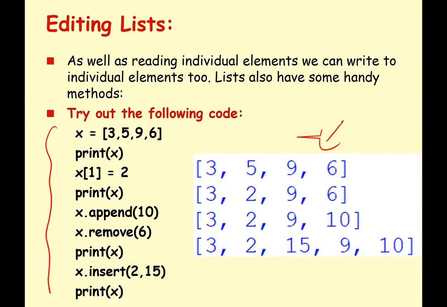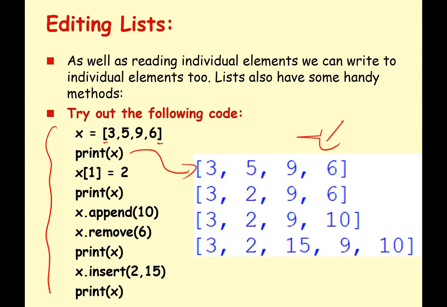So x equals 3596. So again, I've created my list. Got the square brackets there. Print x. Well, that's just going to print out the first line here. And again, 3596 prints it all out like that. Then I'm saying x1 equals 2. What's this going to do?